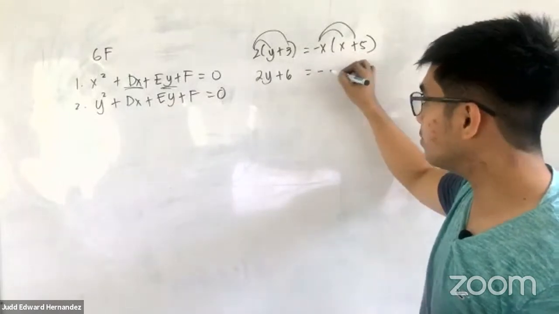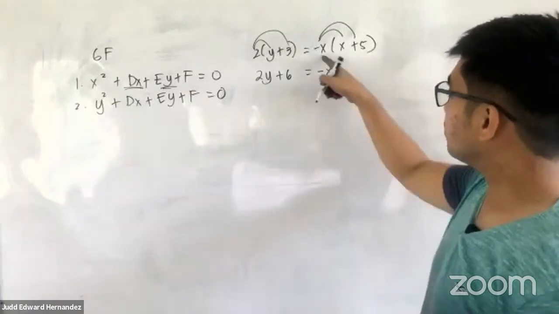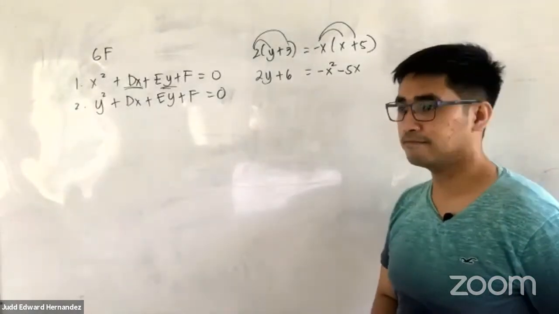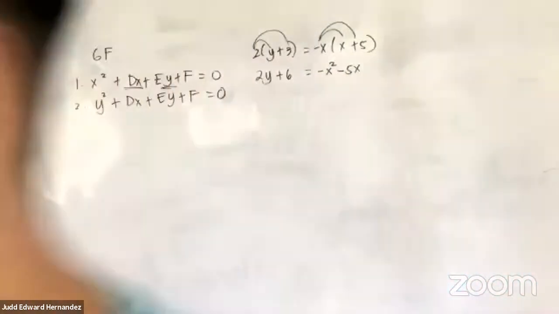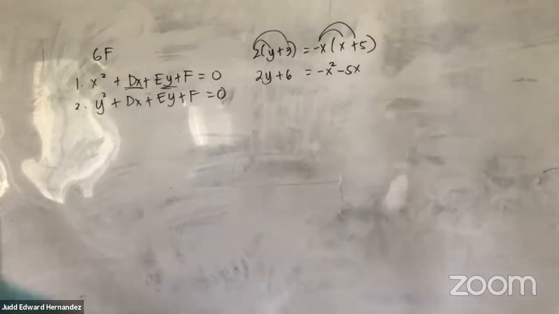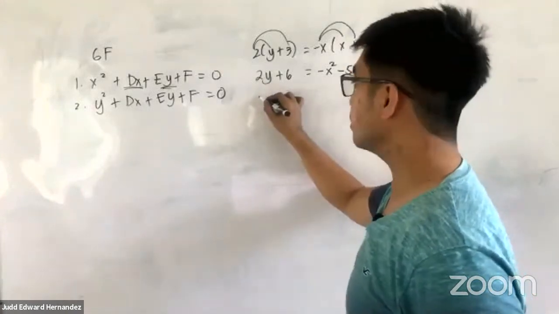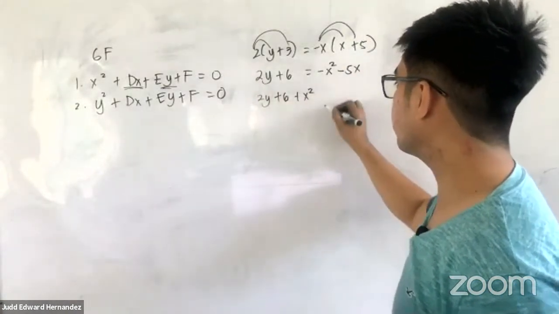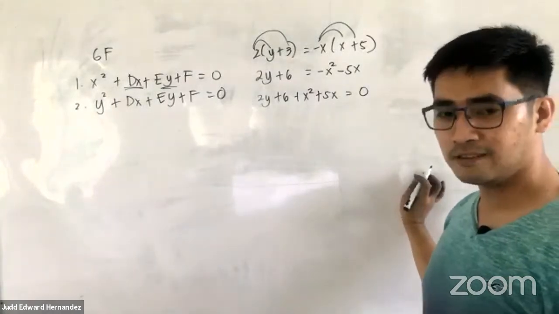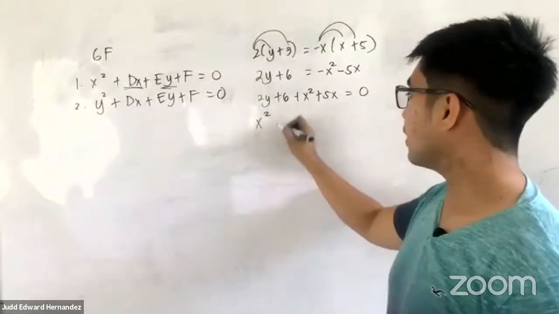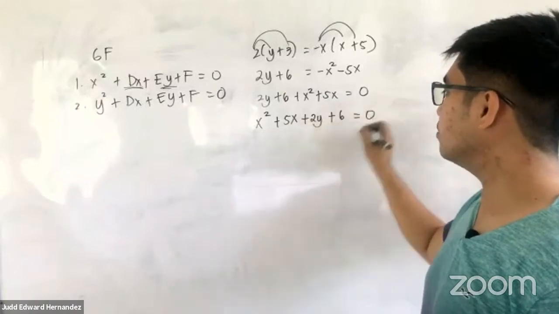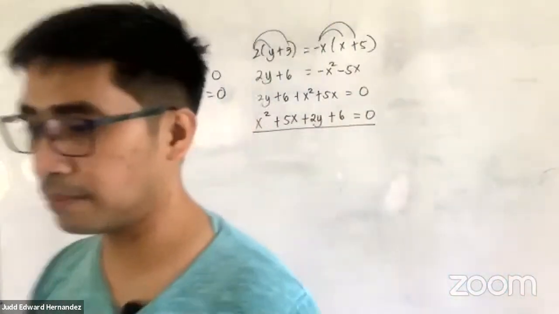Therefore, this is negative x times x, that becomes negative x squared. Okay? Negative x times positive 5, that is negative 5x. Anong gagawin natin? Next step. Transpose po sa left side. Okay, we will transpose this to the left side, and this becomes 2y plus 6 plus x squared plus 5x is equal to 0. Pakiayos nga, guys. Ayusin nyo nga para sa akin. This becomes x squared plus 5x plus 2y plus 6 is equal to 0. So this is now the general form of the equation of the parabola.